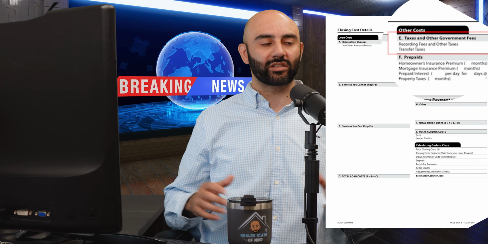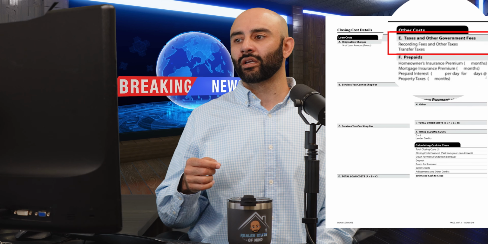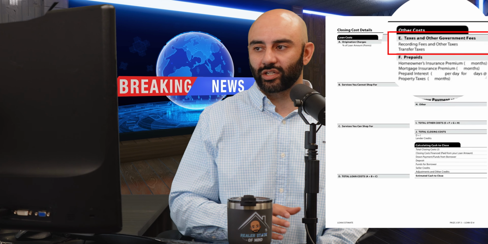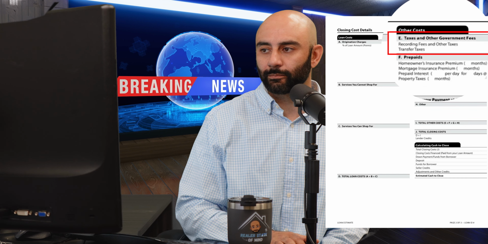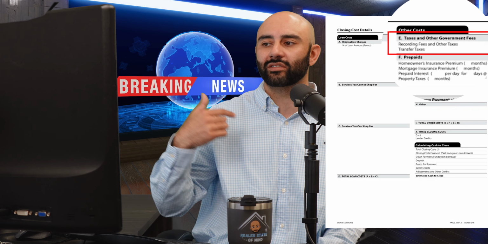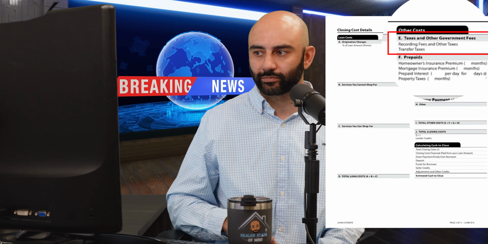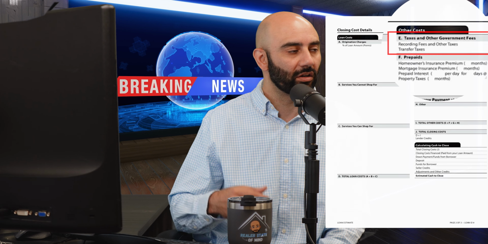That's Section C. Section E is government fees, and that's where the transfer taxes I talked to you about earlier go. The transfer taxes are in Section E, and any other government fees, recording fees, county fees, anything essentially related to the government, goes in Section E.